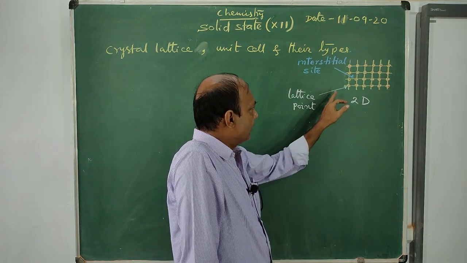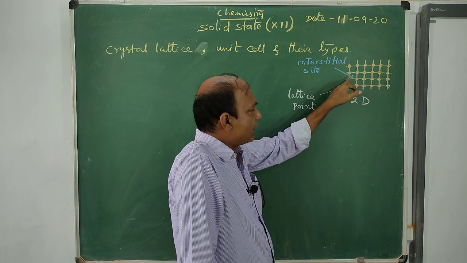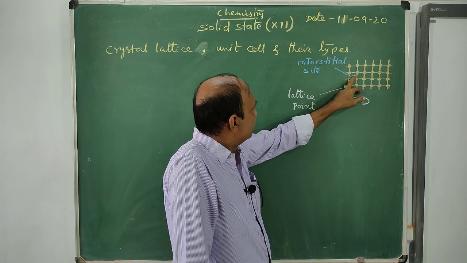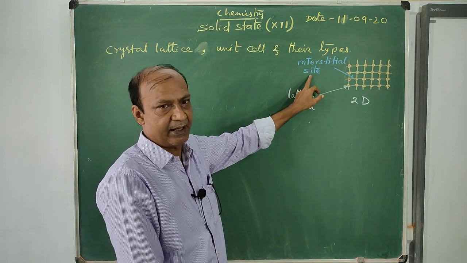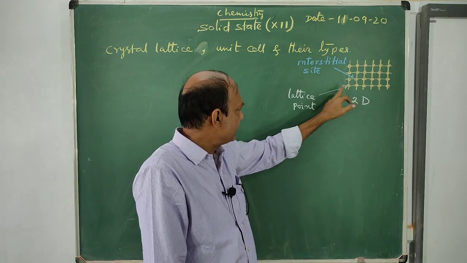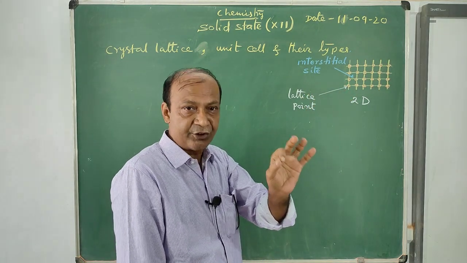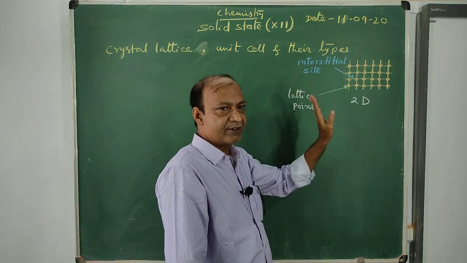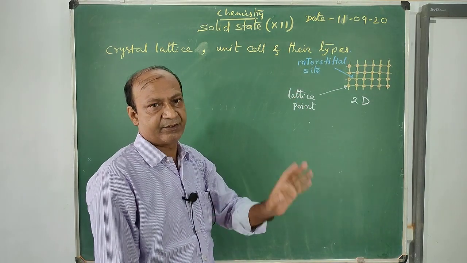Clear? Now, you see that the space between the lattice points is known as interstitial site. Interstitial site. Clear? And this point is known as lattice point or lattice site. Point means position of the constituent particle of the solid. Now, this is a 2-dimensional figure.